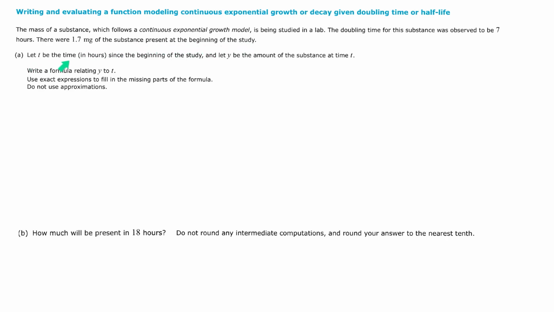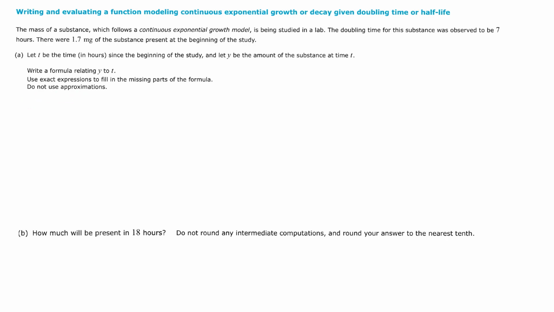Let t be the time in hours since the beginning of the study, and let y be the amount of the substance at time t. Find a formula relating y to t. Use exact expressions. Do not use approximations.